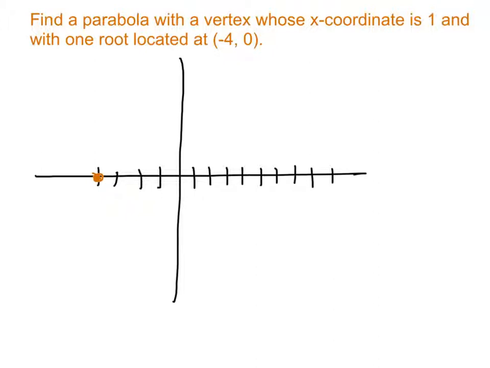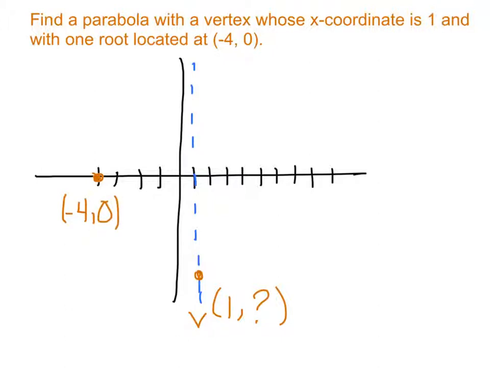So I don't know where the y-coordinate of the vertex is located, but I know the x-coordinate is at 1. So maybe the vertex is here, or maybe it's up here. It doesn't matter. The only requirement I have is that the x-coordinate of the vertex has to be at 1. So I'm just going to come down here and put that my vertex is 1, comma, and then something. I don't really know where it's located on the y, and I don't need to.